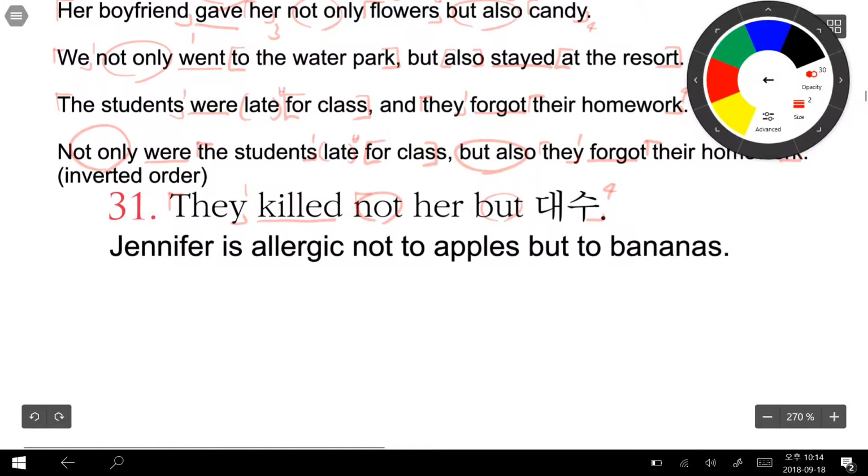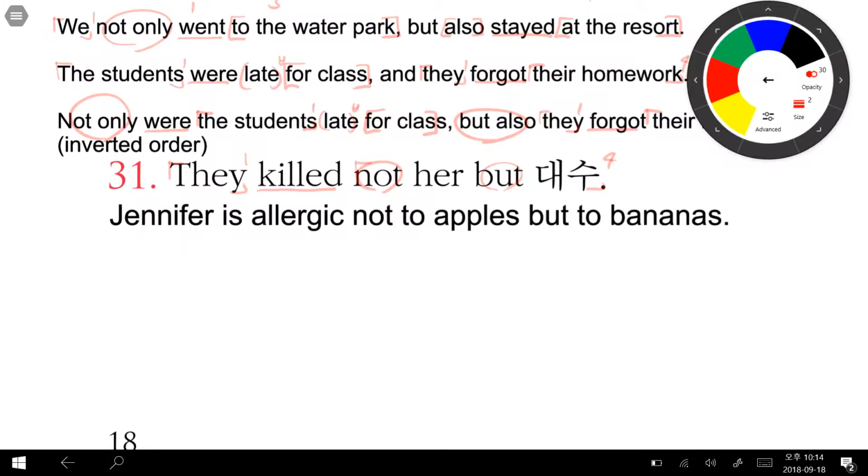Here's one more example. Jennifer is allergic not to apples, but to bananas.